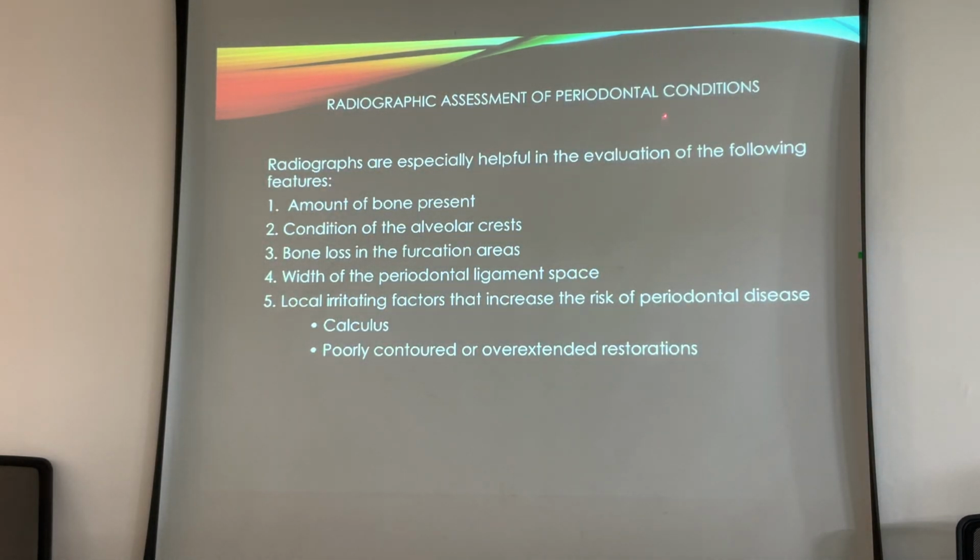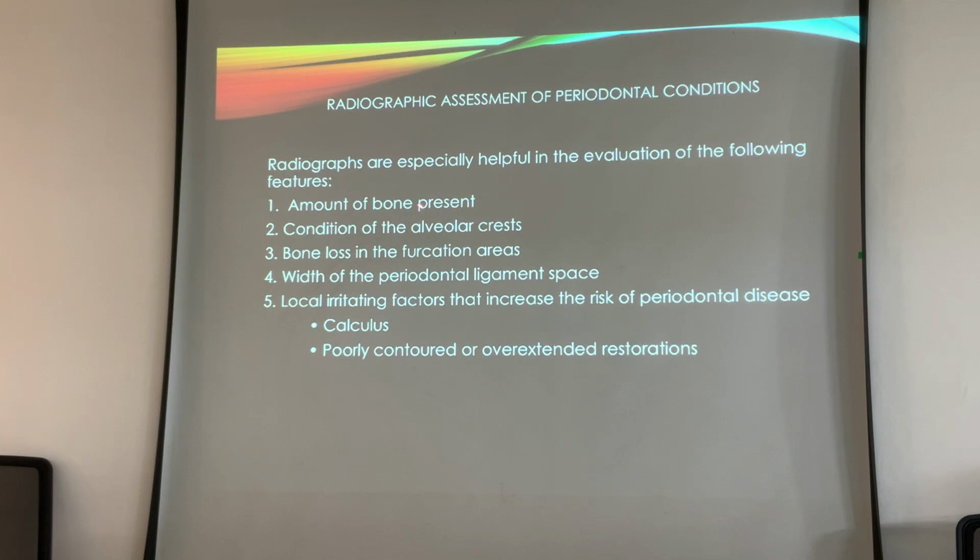Radiographic assessment of periodontal condition. You can see it in detail in Parwa. There are 10 steps that you need to evaluate. The first one is the amount of bone present. Now we are focusing on the periodontal ligament, not only on the teeth. Last week we focused on the teeth, on the caries of the teeth. Now we focus on the periodontal ligament condition.